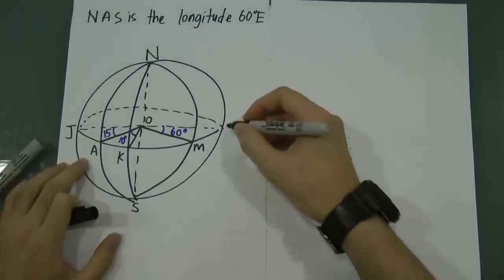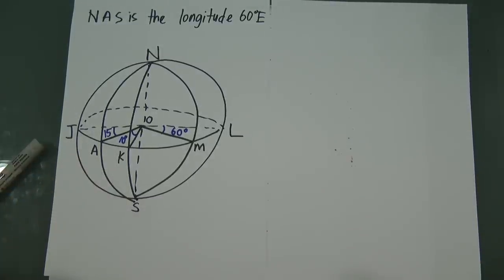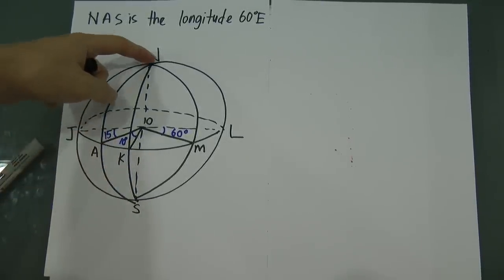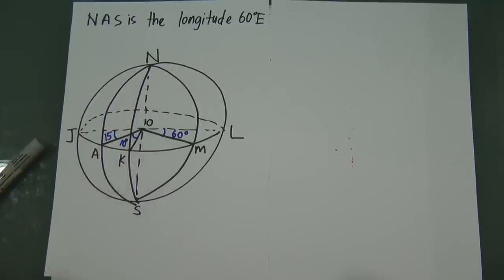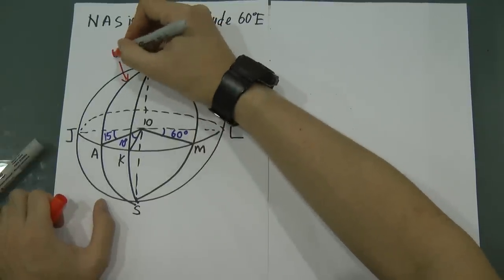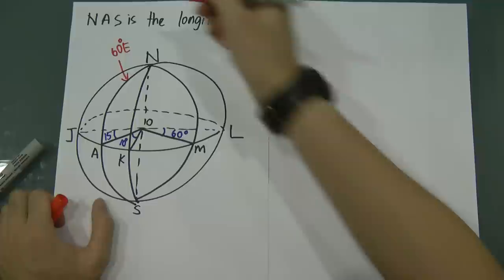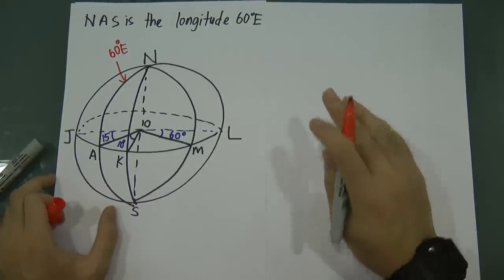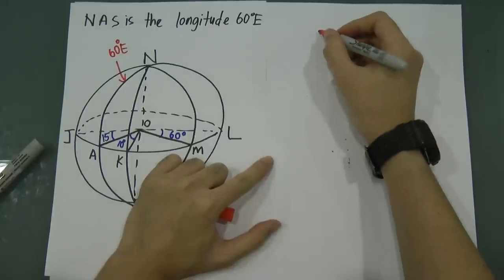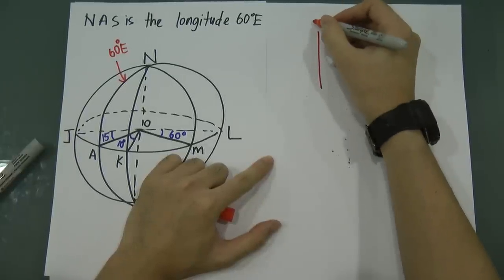In this question he only gives you one piece of information, which is to tell you that the line NAS is 60E. Okay, this one is simple. Let me draw NAS. Imagine this is NAS, 60E.